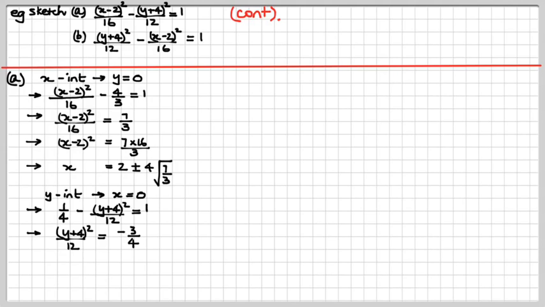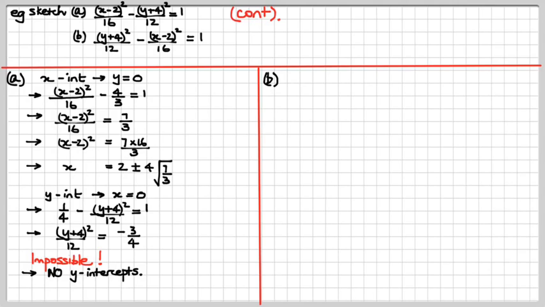We have a problem. That can't be negative because you're taking the square root. You can't take the square root of a negative number. So that means we've got no y-intercept. Right, so that's that one done. Now we'll do the same for B.